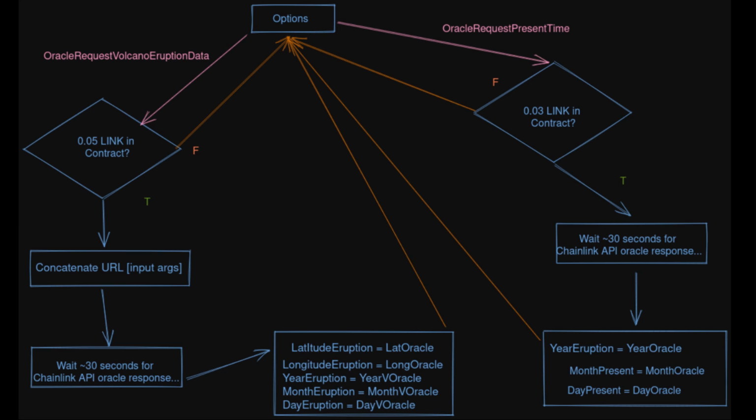To get present time on chain, we need to have at least 0.03 LINK in the smart contract's address. To get data about a specific volcanic eruption, we must specify the time and country of the eruption. Also, we need to have at least 0.05 LINK in the smart contract's address. Chainlink API oracles send data 30 seconds after a request.